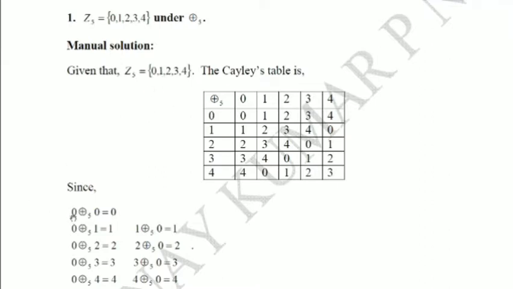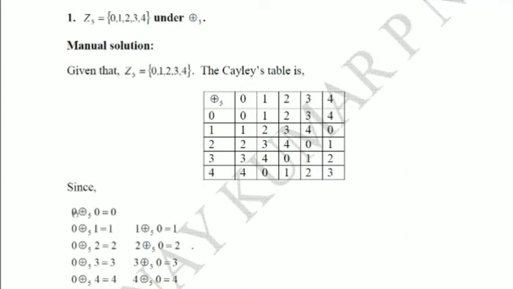Why? Because it satisfies 0 plus 0 is 0, 0 plus 1 is 1, 0 plus 2 is 2, 0 plus 3 under addition modulo 5 is 3, 0 plus 4 is 4. Similarly, as you know that A star E is the same as E star A, I had given E star A. Now I'll write A star E.